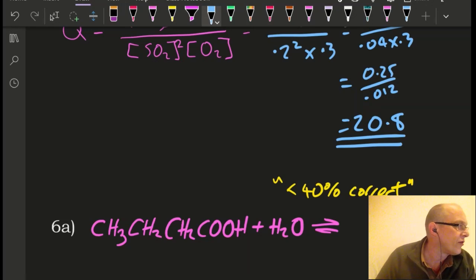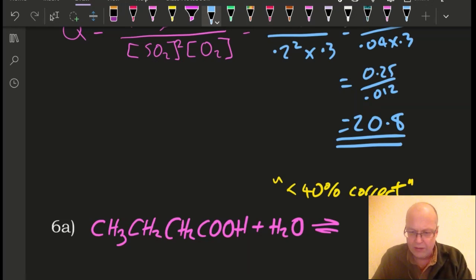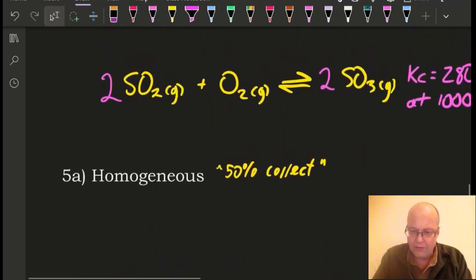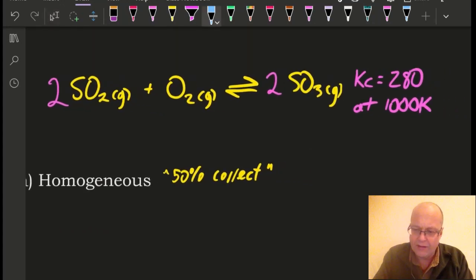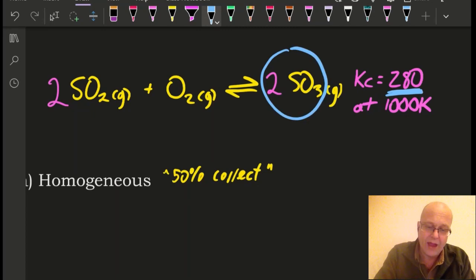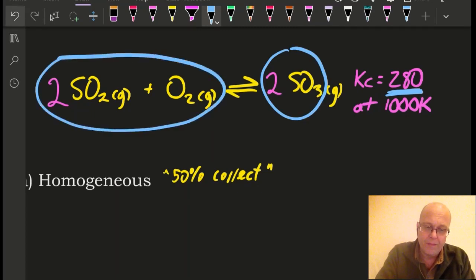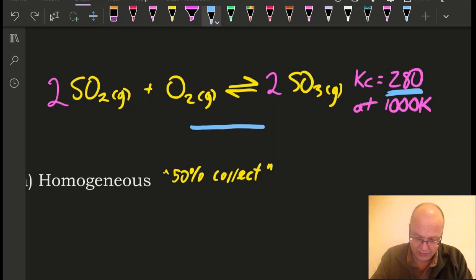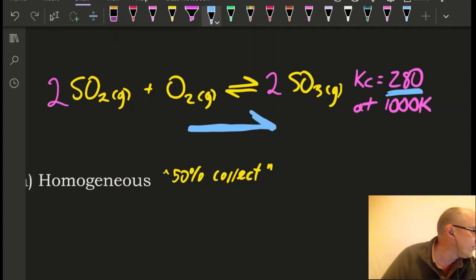Predict the direction, showing your working. So the direction is going to be forward or backwards. For the original, Kc is 280. So when it's at equilibrium, it's 280, which means there's a lot more of the products than the reactants. But in the example we just saw, it was 28. It's supposed to be 280. So that means the reaction must be continuing to move this way as equilibrium is established, to turn that 28 into 280.